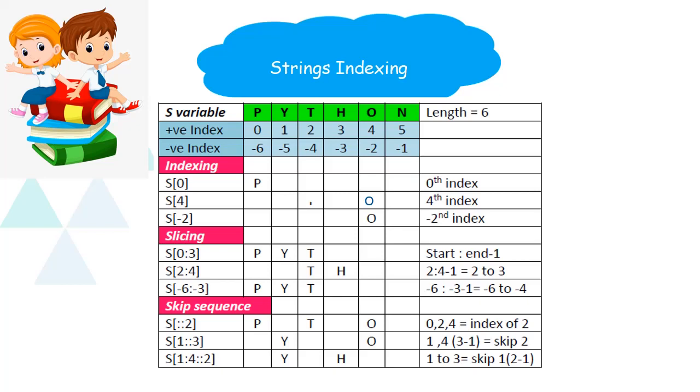Skip sequence prints the alphabets one after another. If we give two colons, it indicates the skip sequence, and after that we can give how much sequence we want to skip. Here we are saying 2 minus 1, so skip each alternate alphabet and print the remaining ones. Similarly, in the last row we want to print from 1 to 4 minus 1, which is 1 to 3, with a skip sequence of 2 minus 1, which is 1. Y and H are getting printed.